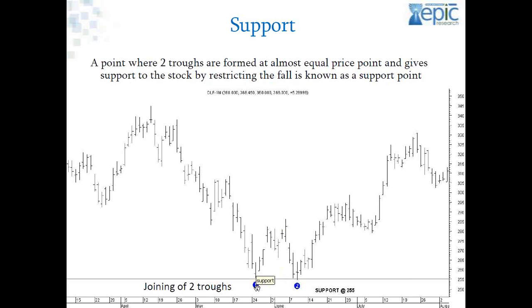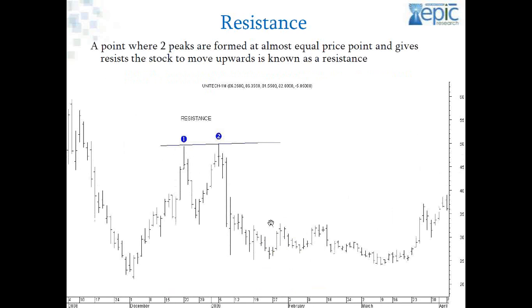The support is always formed by joining two or more troughs. As you can see, this is the support. This is DLF and it found the support at 255. So this is a support formation. Now this is a resistance formation. In the Unitech share, the share got resisted at two different points. This is a resistance formation formed by joining two peaks.